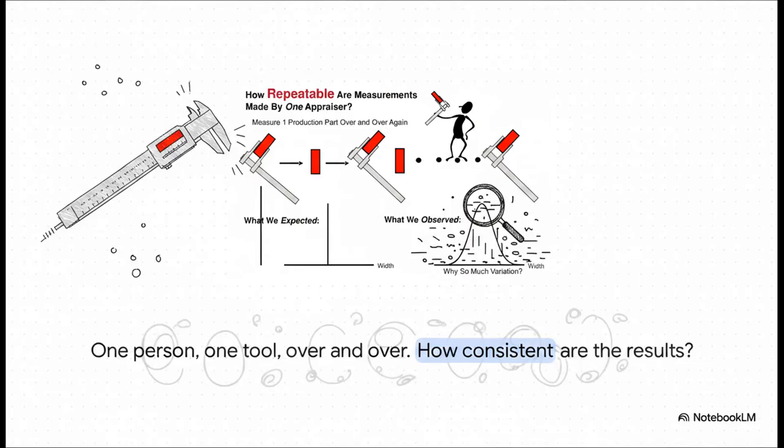Yeah, this picture sums it up. You've got one person, one tool, one part. In a perfect world, every single measurement would land on the exact same spot, a single perfect line. But reality isn't like that, right? You always get a little bit of a spread, a distribution of results, and that spread, that's your repeatability error.